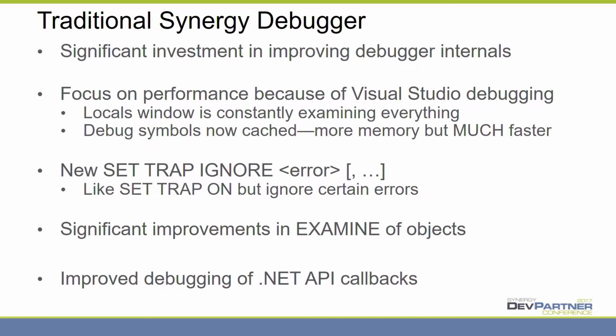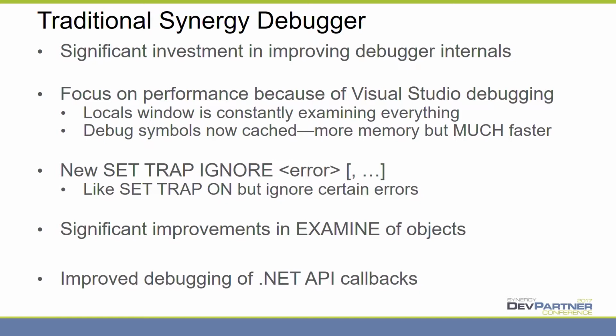There is a new feature in the set trap statement. Set trap allows you to do a break when there's an error. There's a new ignore qualifier on set trap so that you can say, if there's an unhandled error, break, unless it's one of these. Just don't break for this error and this error and this error. You know, I don't care about record locks, for example, but anything else I want to see. So it lets you be a bit more selective with what you break on.